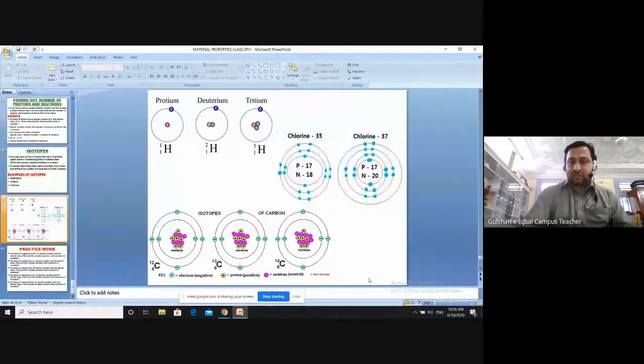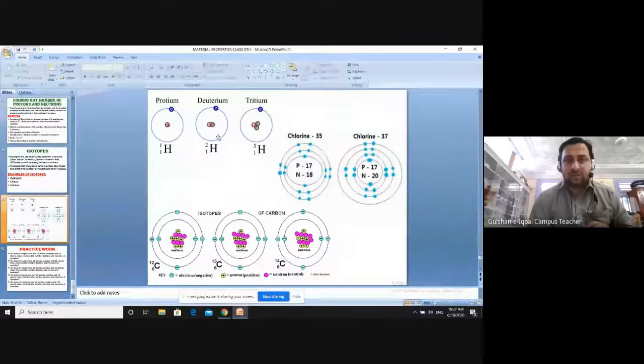Let's look at the first one. This is hydrogen. This is also hydrogen, this is also hydrogen, and this one is also hydrogen. Hydrogen has 1 electron in its shell. Here, see the nucleus. Isotopes are basically identified by the nucleus. See the nucleus of the first one: it has just 1 proton, it has no neutron. So when there is 1 proton, its atomic mass is 1.